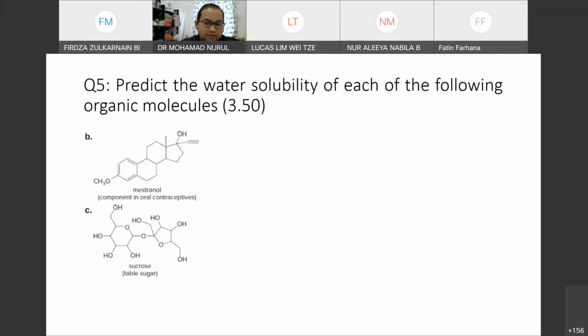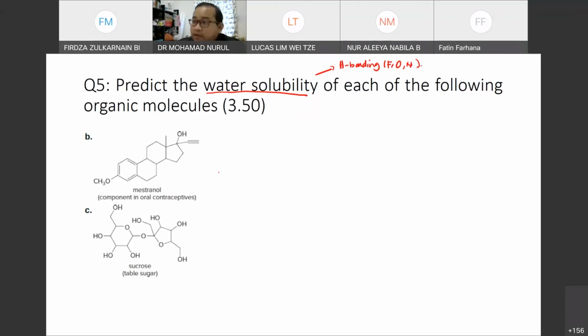Question number 5. Predict the water solubility of each of the following organic compounds. So you have to predict the water solubility. It means that the compound has the ability to make hydrogen bonding. Bear in mind about this one. If the compound can make hydrogen bonding, the compound should have the functional group F, O or N.